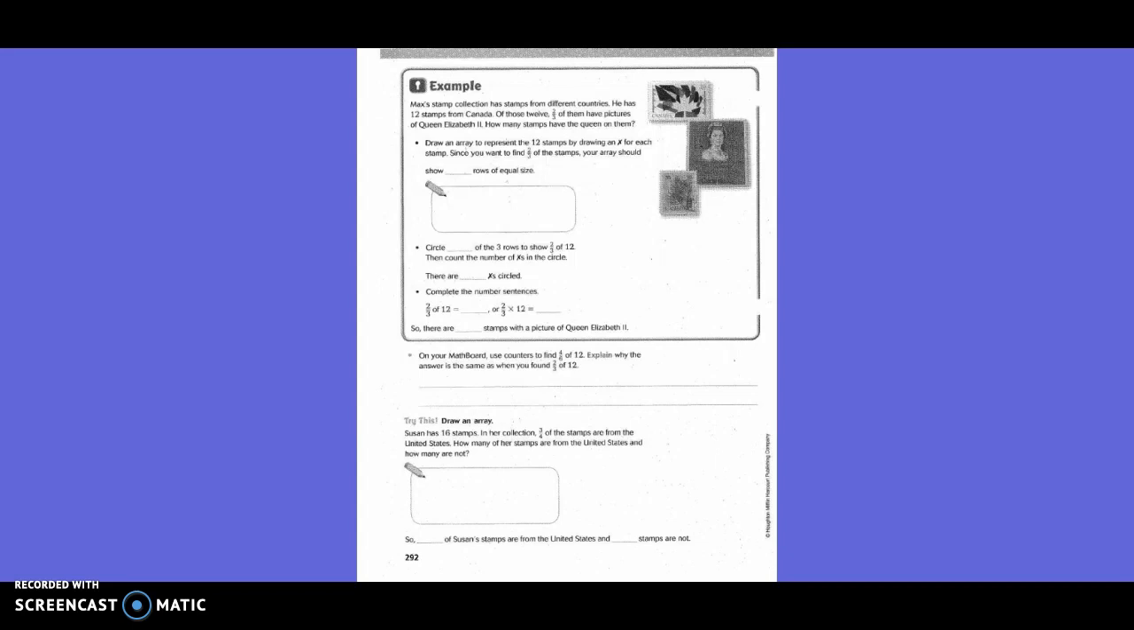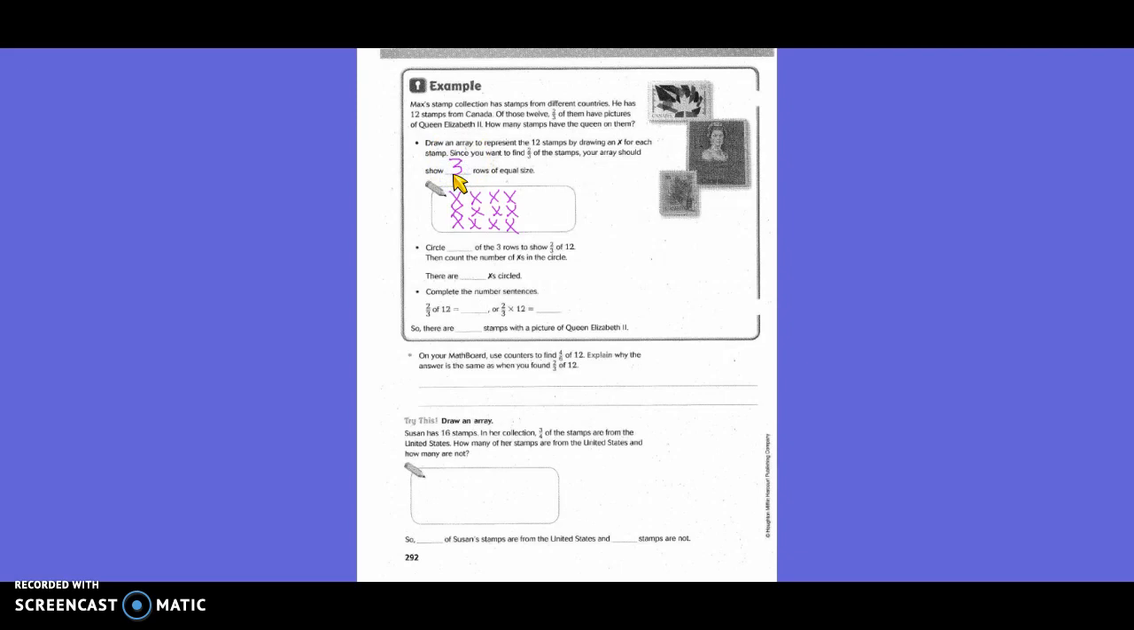So we are going to use our denominator for our number of rows. So how many rows are we going to have? 3. So I'm going to put 3 X's. And then how many total stamps do I need? 12. So I have 3, 4, 5, 6, 7, 8, 9, 10, 11, 12. And then we said you're going to have 3 rows, right?